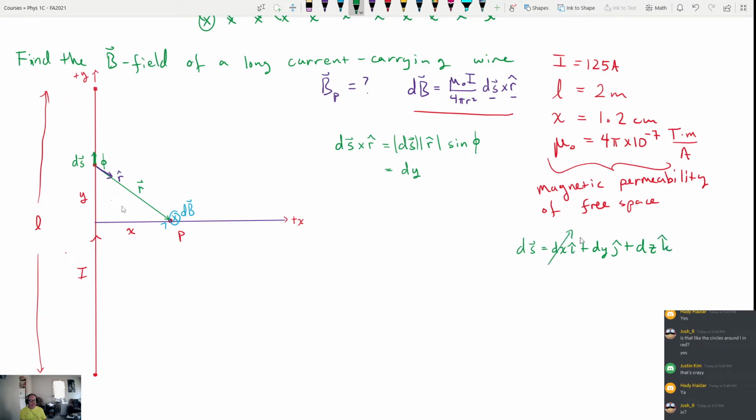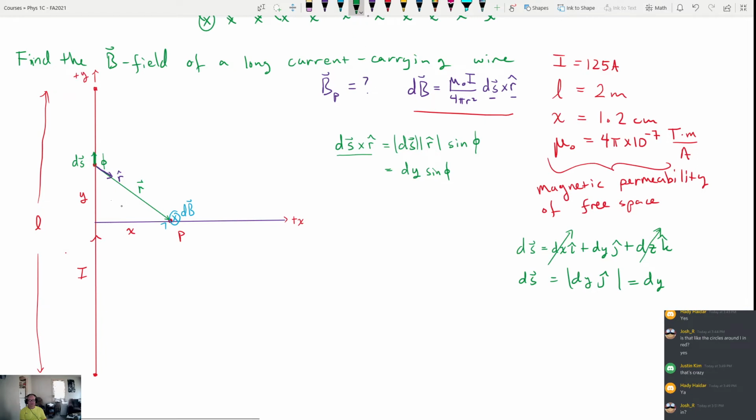But if we're only making changes in the y direction, then our ds is just equal to dy j hat. And if I find the magnitude of this, the magnitude is just dy. That's why I say ds is just dy. The magnitude of r hat is 1, and of course sine phi we need to keep inside of here. All right, so now we know what ds cross r hat is. That's going to go directly into our equation there.